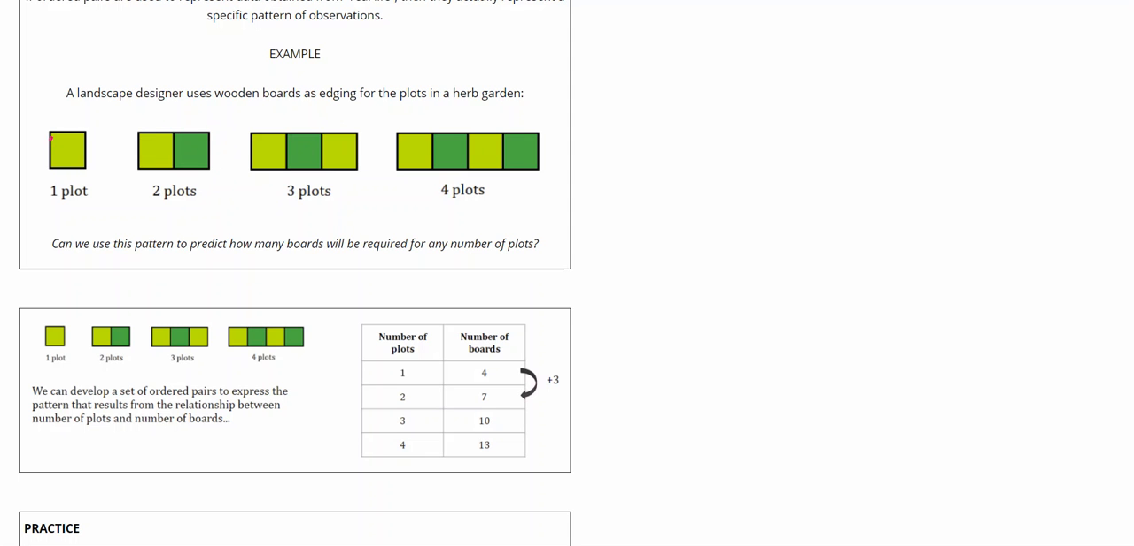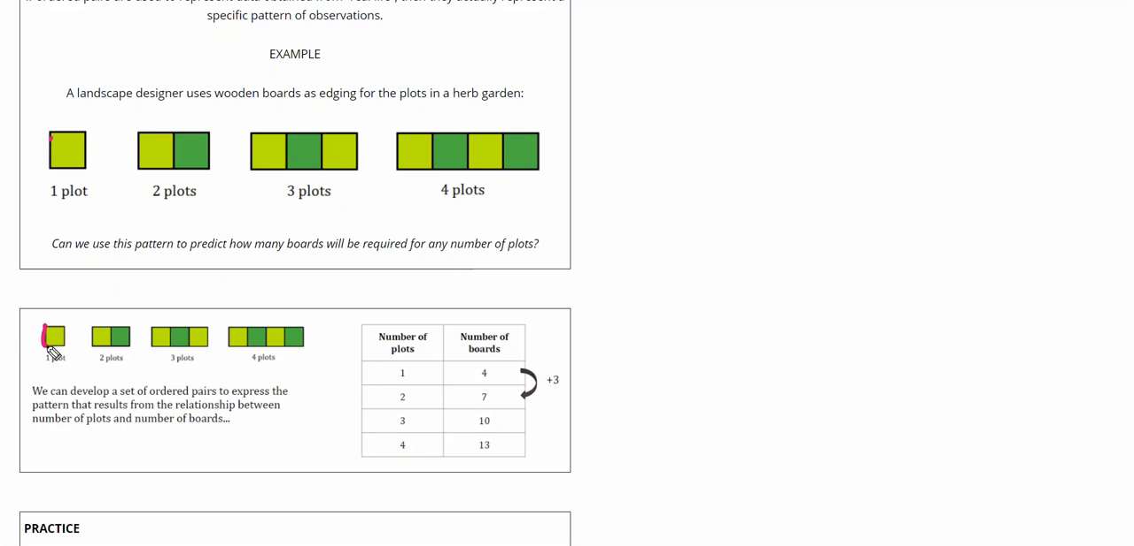The reason why it will be useful to turn this into an equation at some point is because what if I asked you how many boards we're going to need if we make 56 plots? Right? That's going to get ridiculous. You're not going to want to draw out 56 plots and then actually count all the boards. But we can math this thing. We can set up an equation to describe it, right? So let's see if we can figure out what pattern is actually happening here.